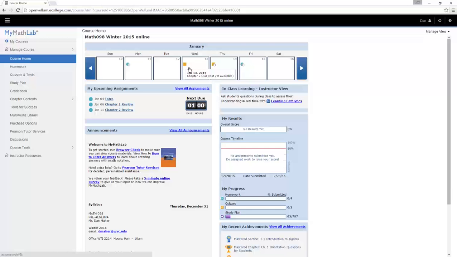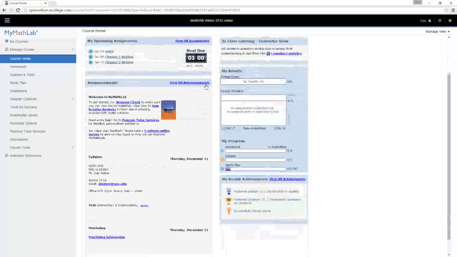The quizzes don't show up here because they are not available to work on until it comes to that date. They have a start date. So like the chapter 2 quiz has a 2-day window to do that quiz in, and so on.